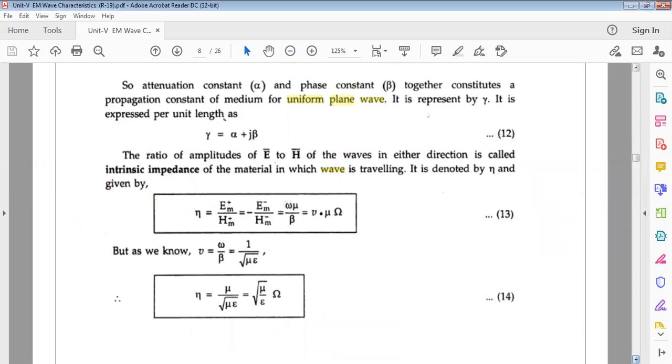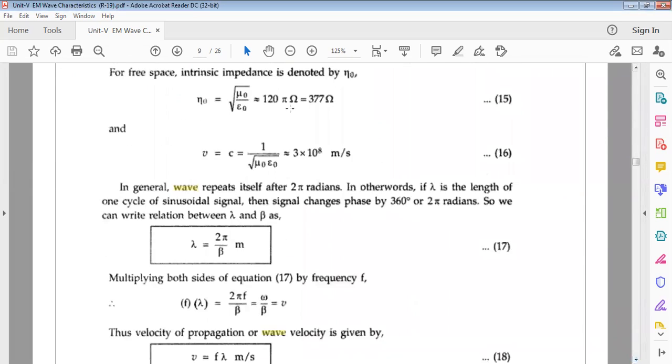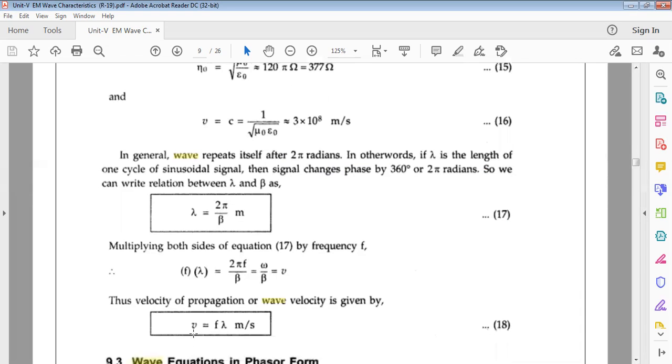Okay, let us see that also. 120 pi, or 377 ohms, by taking the values of mu naught and epsilon naught in free space, because this is a uniform plane wave for free space only. Eta is equal to under root of mu naught by epsilon naught. And V is equal to C, that is 1 by under root of mu naught into epsilon naught, approximately equal to 3 into 10 to the power of 8 meters per second. I already told you lambda is equal to 2 pi by beta. And the relation of V is again F into lambda. The velocity V is equal to F lambda.